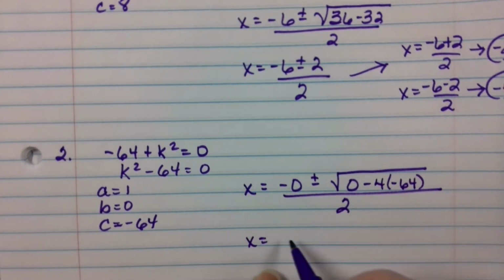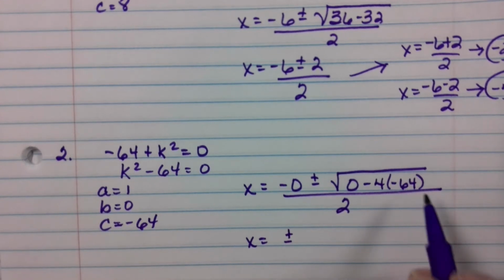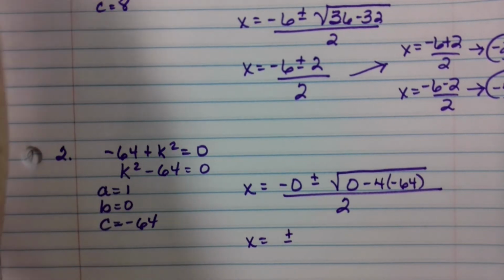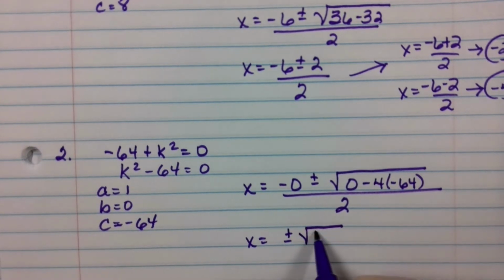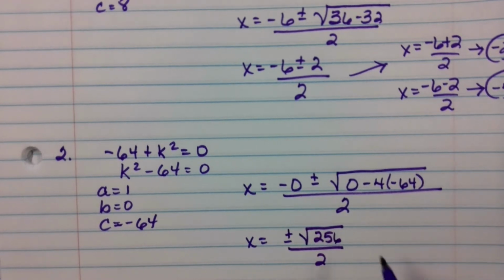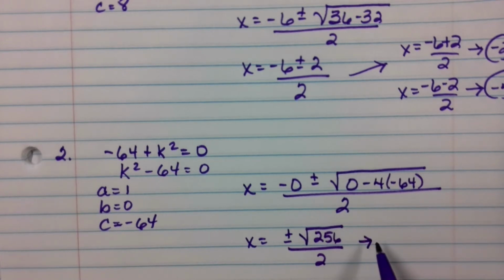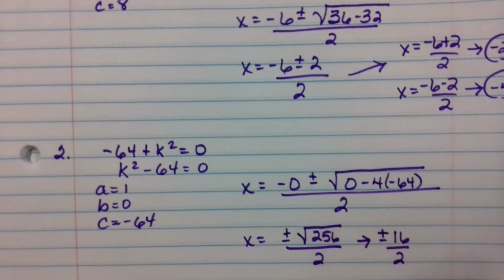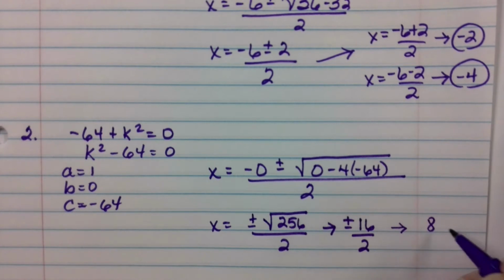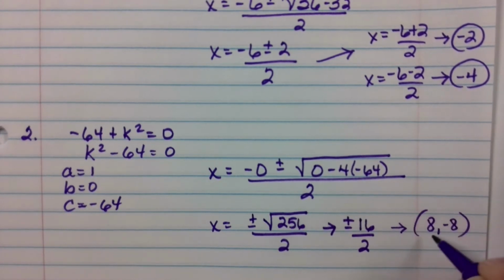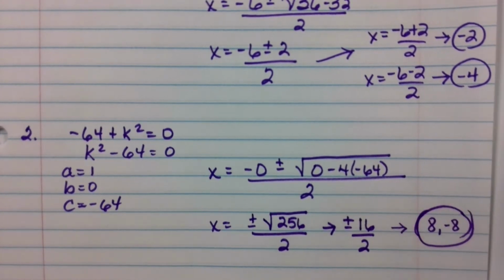Okay? But I have plus or minus, and this is 4 times 64. And it's going to be negative times a negative, so it's going to be a positive. So it's going to be the square root of 256, and the square root of 256 is 16. So plus or minus 16 over 2. So that means I got 16 over 2, which gives me 8, or I've got negative 16 over 2, which gives me -8. Oh, not like that, sorry. It's not a coordinate. It's 2 different answers.